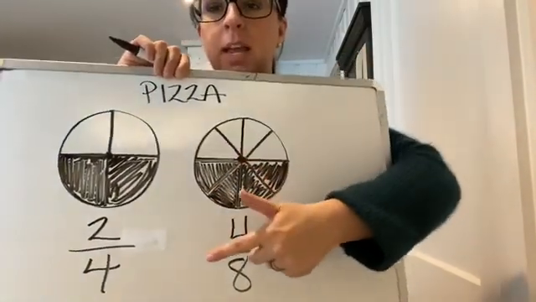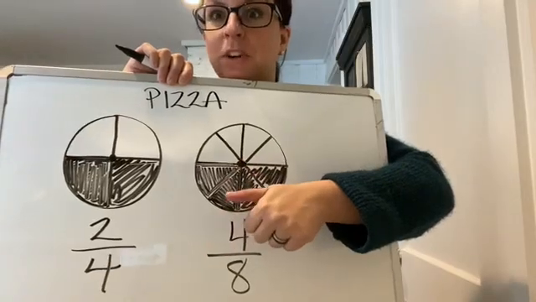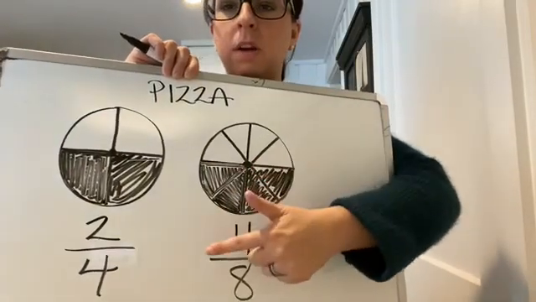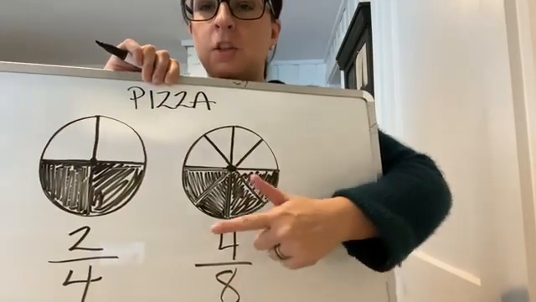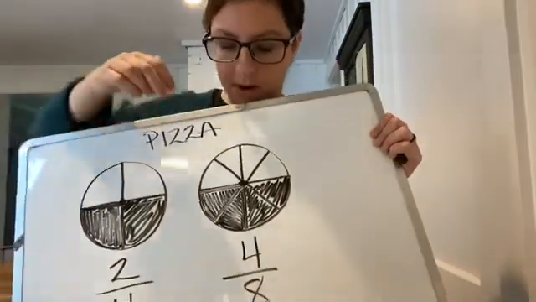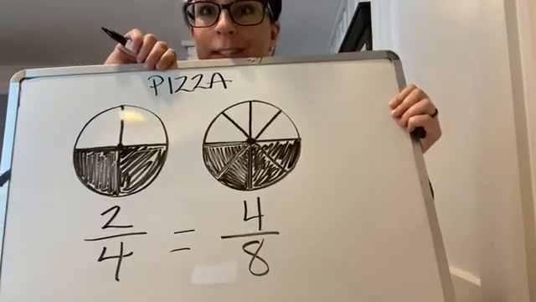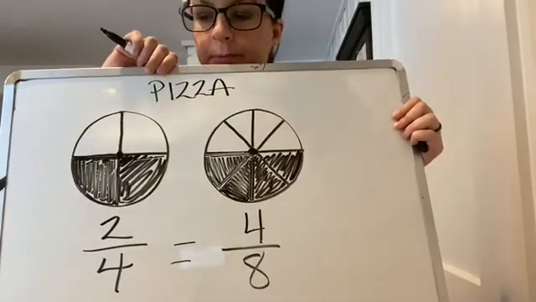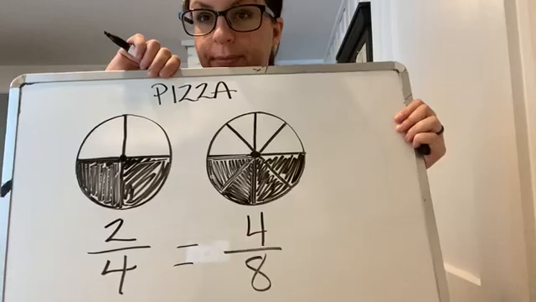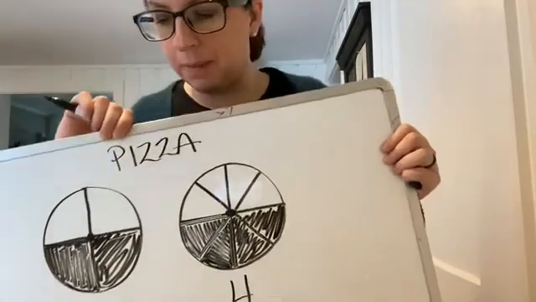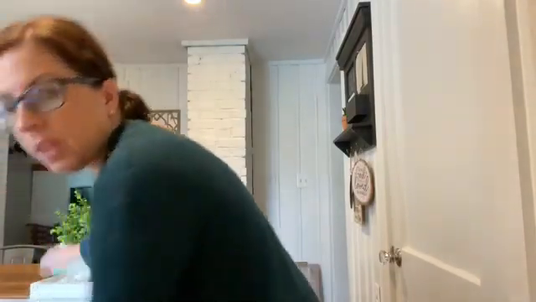I multiply both of them by 2. 2 times 2 is 4. 4 times 2 is 8. So I have an equivalent fraction. They are equal to each other. 2/4 is the same as 4/8. All right? Got it? All right. So remember, equivalent is just a fancy name for equal. Okay? And it means that it takes up the same amount.